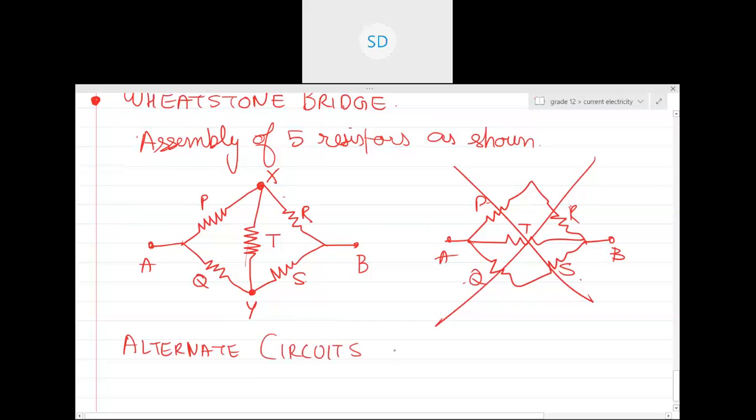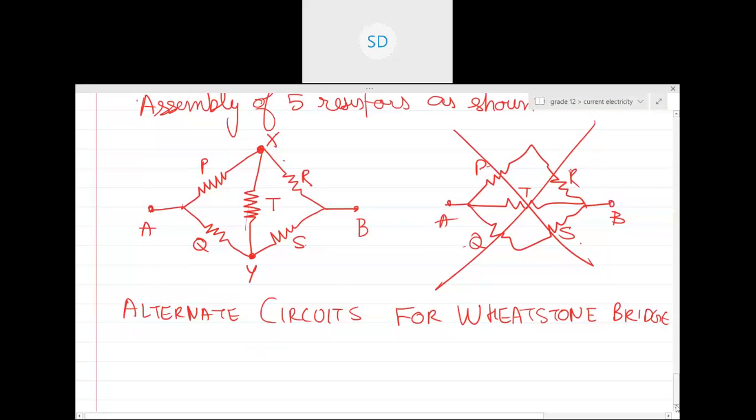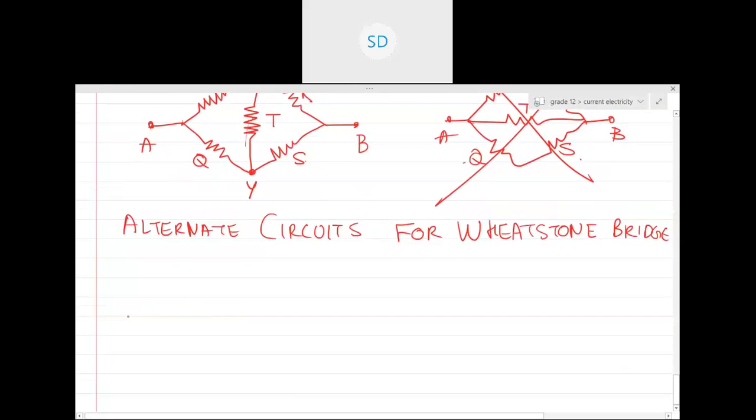Wheatstone bridge is very easy to be drawn, but there are other methods in which you can draw this circuit. Alternate circuits for Wheatstone bridge. Everything which I'll draw is a Wheatstone over here. For example, this is simple looking. Is this very simple looking Wheatstone?